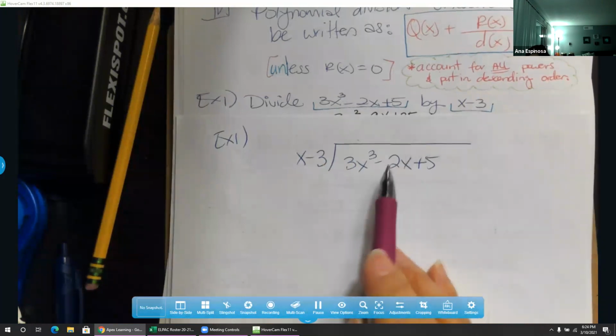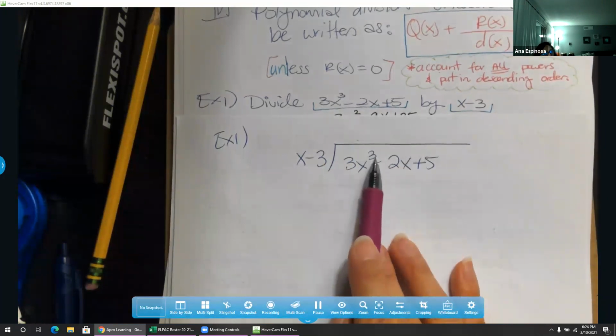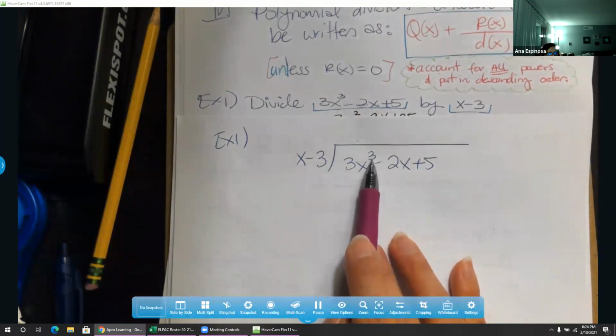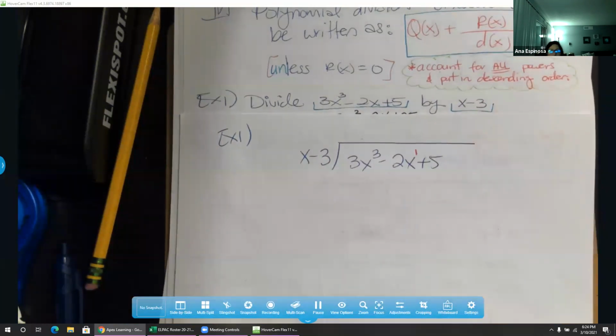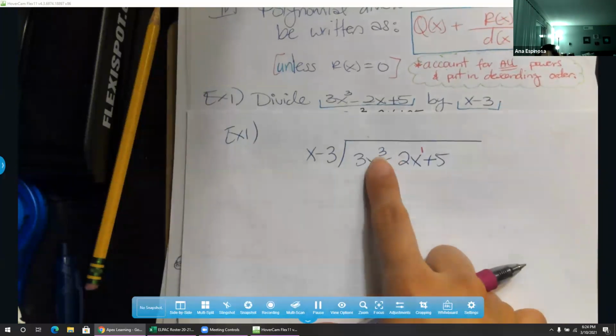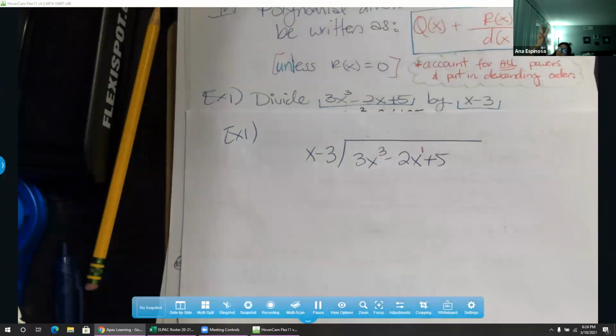You're going to make sure that all the powers are accounted for. So there's a power of 3, and they're all in descending order. So I have a 3, this is a 1, and this is a 0. This is a power of 0 because there is no variable. So if there's no variable, it's a power of 0 because it doesn't exist. However, it makes the jump from 3 to 1. I'm missing a power of 2.